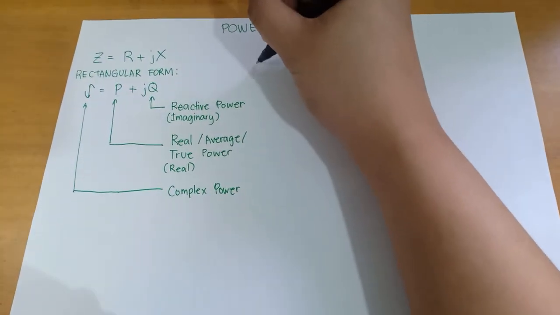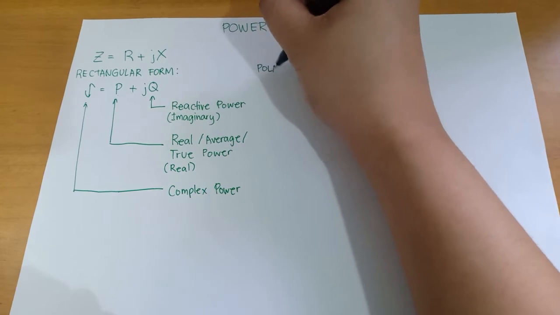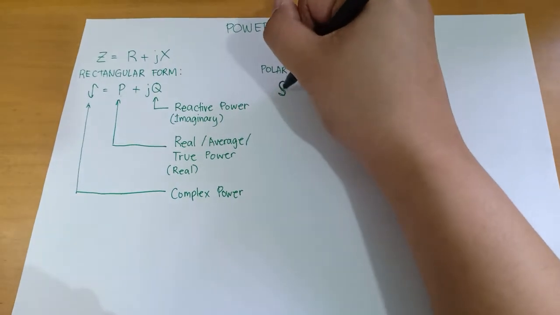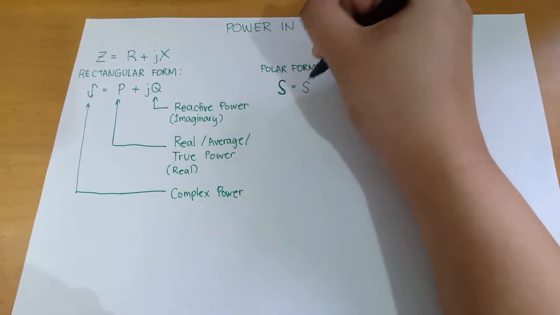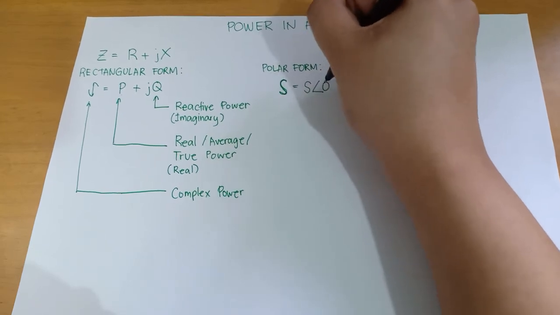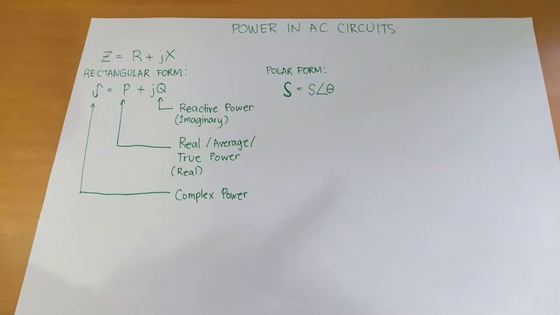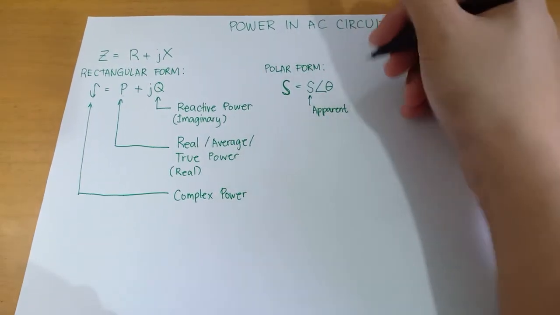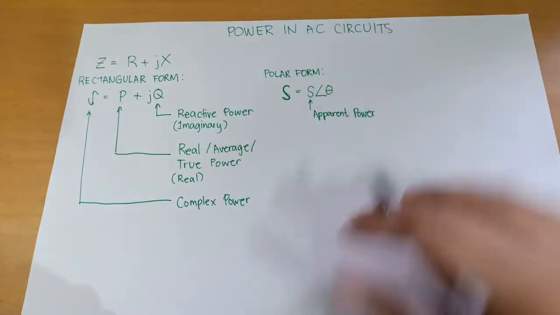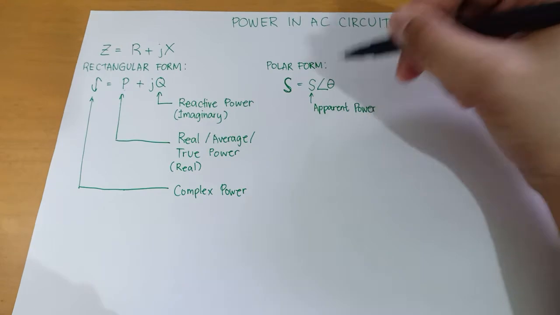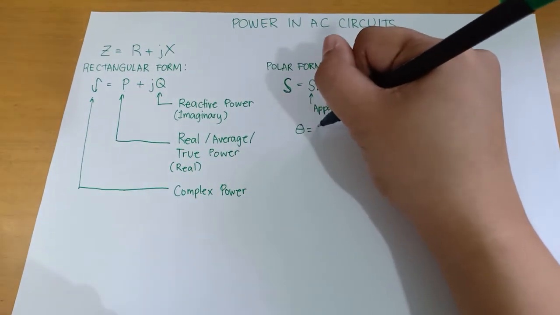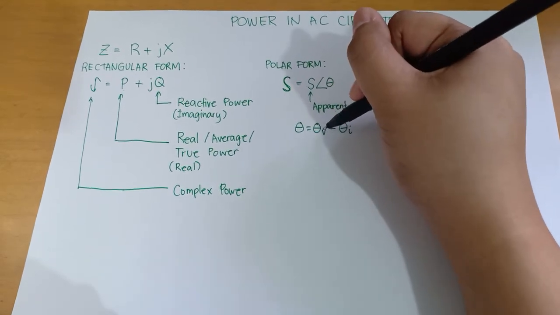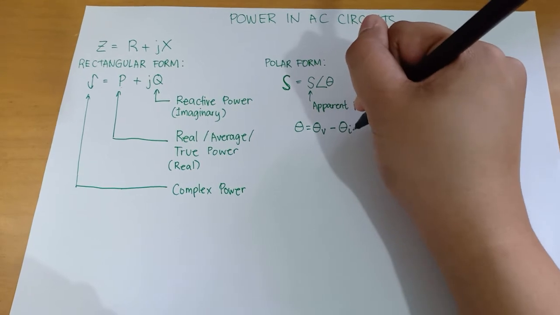If you're going to write it in polar form, so yung ating complex power S ay equal sa yung magnitude S, apparent power, angle theta. So, this one is called the apparent power. Kapag magnitude lang yung tinutukoy, apparent power. Itong theta ay equal sa theta V minus theta I. So, yung angle ng voltage minus angle ng current.